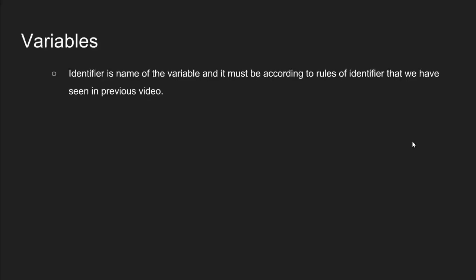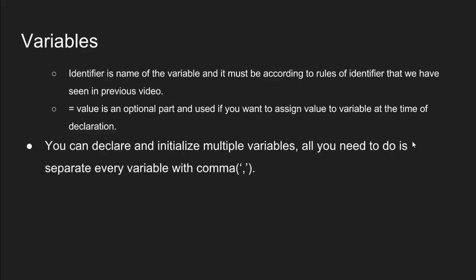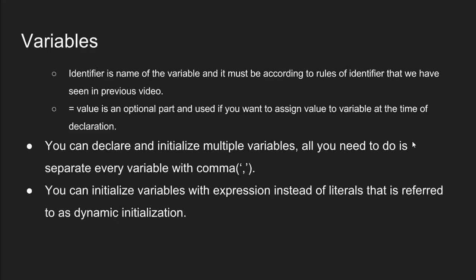Identifier is the name of the variable and it must be according to the rules of identifiers that we have seen in the previous video. Equals to value is an optional part used if you want to assign a value to the variable at the time of declaration. You can declare and initialize multiple variables. All you need to do is separate every variable with a comma. You can initialize variables with an expression instead of literals, that is referred to as dynamic initialization.